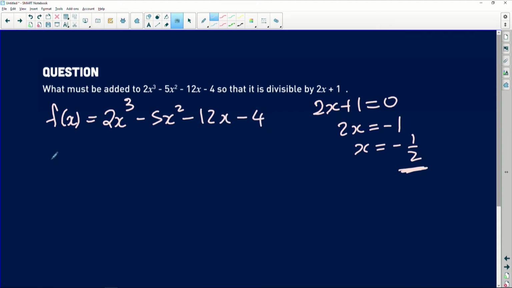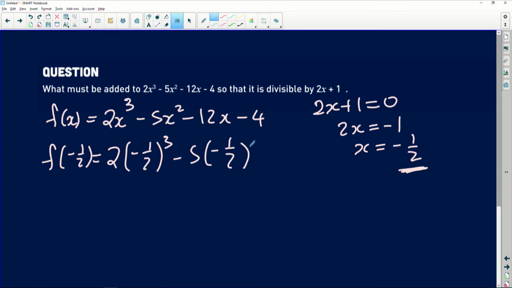All right, so now f of minus half, let's see what will remain, because we want to find out what we must add here to make this a factor of this given cubic function. So if I substitute, 2 times minus a half cubed, minus 5 times minus a half squared, minus 12 times minus a half, minus 4. Let's see what will happen.